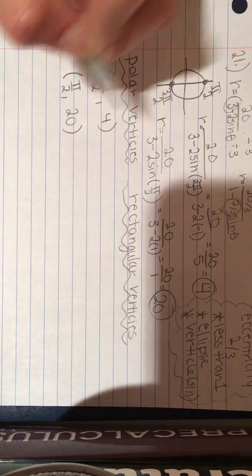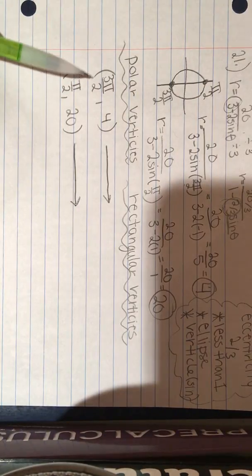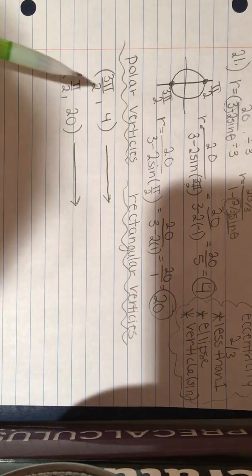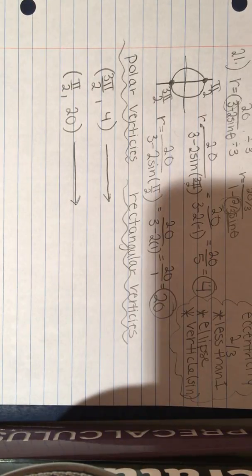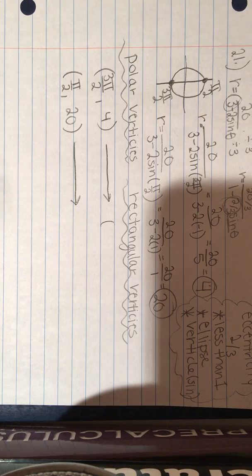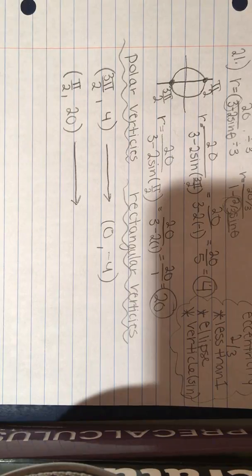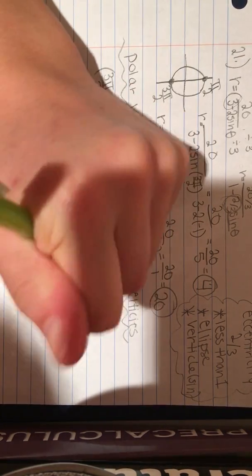The next step is converting these into rectangular vertices. And a way that helps me think about it is if we were to graph these on a polar graph, we know that 3 pi over 2 goes in a downward direction. And if you went out 4 on a polar graph and then went down 3 pi over 2, your 4 would be negative. So in order to write that, you would write 0, -4. And same thing for pi over 2. If you were to go out 20 and go up pi over 2, since pi over 2 is going in an upward direction, it makes 20 positive. So it would be 0, 20.